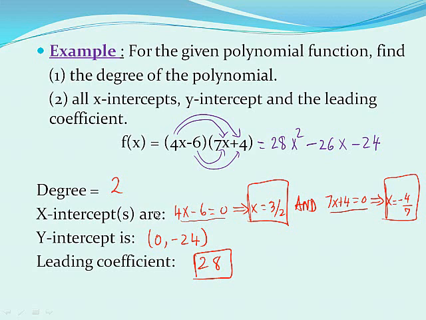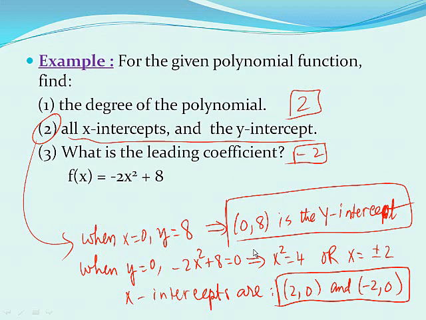To find the y-intercept, substitute x equal to 0 in the function. 4 times 0 minus 6 times 7 times 0 plus 4 gives negative 6 times 4, which is equal to negative 24. So the y-intercept is 0, negative 24. The leading coefficient is the coefficient of the highest degree term. Here it is 28. So the leading coefficient is 28.